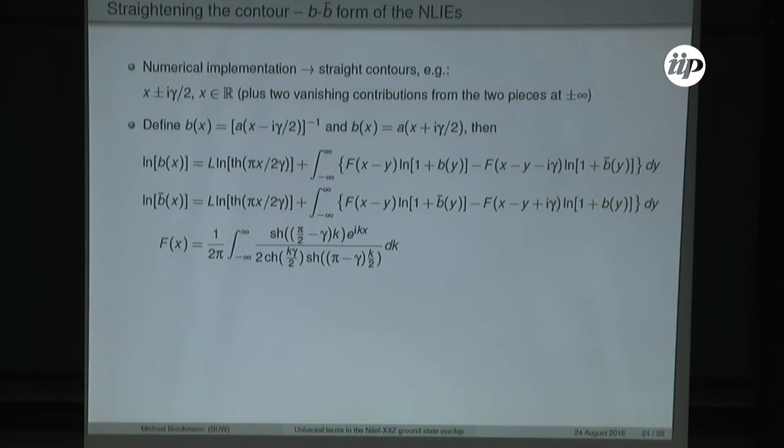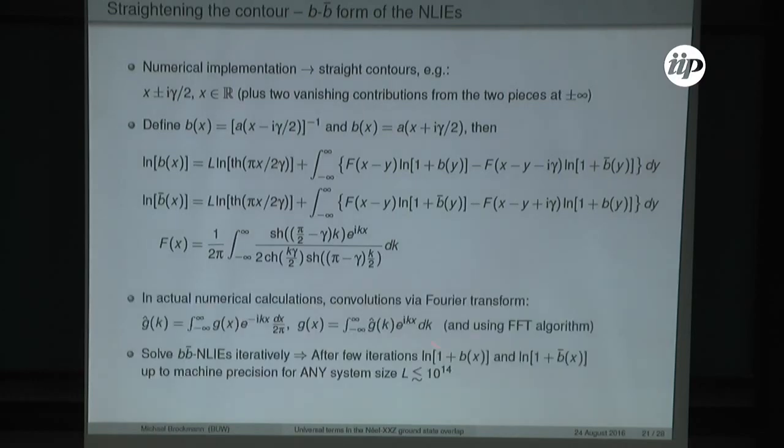To compute this on a computer, it is really convenient to go to Fourier space. The convolutions are then computed by making use of the Fourier transform and the fast Fourier transform algorithm. And then you solve these equations iteratively. First you set all these b's to 0, so then log b is more or less given by the driving term, and then you plug this into the right side and compute new b's, and so on. After a few steps, you are done. You know your functions up to arbitrary precision basically.